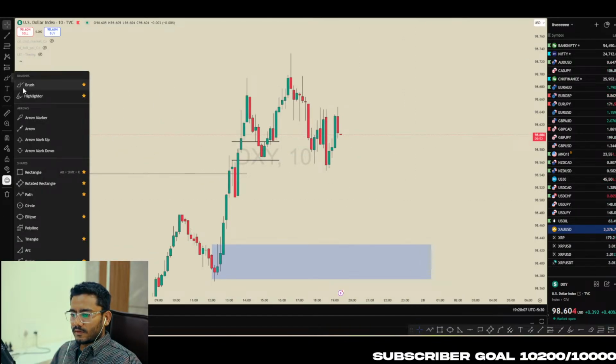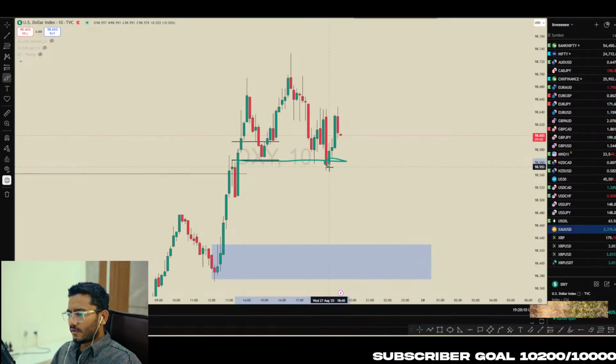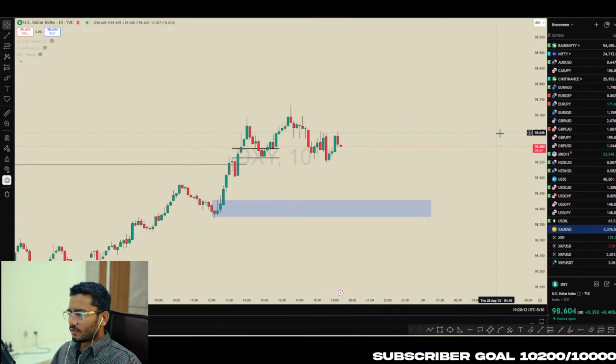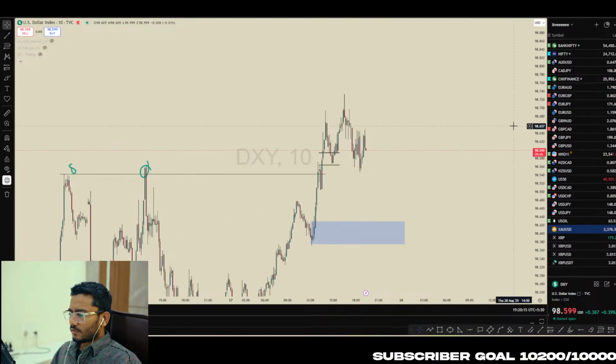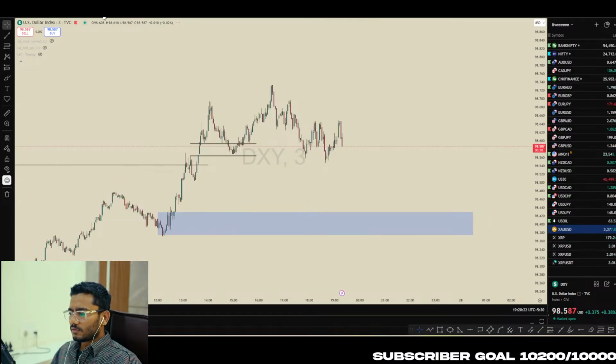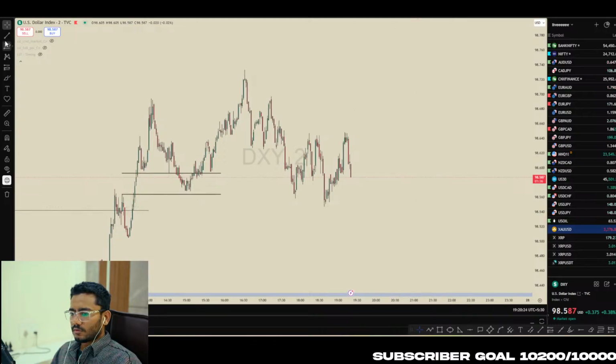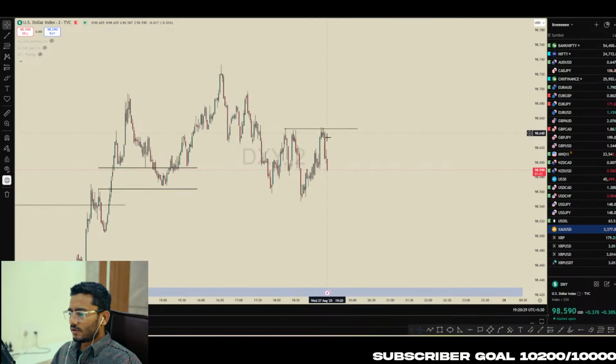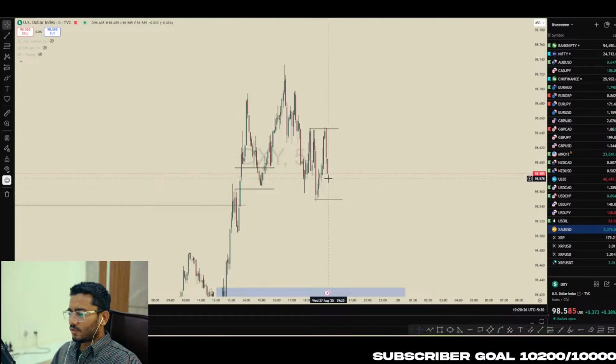So DXY, there is this imbalance. Right now, price has fulfilled this imbalance. Yeah. It will only react from this area to take out some high, and then it will continue. So it reacted from this, created a high, and now it will sweep the previous low, which is this one. Because price doesn't have any reason to react from this. It will probably continue and take out this low.